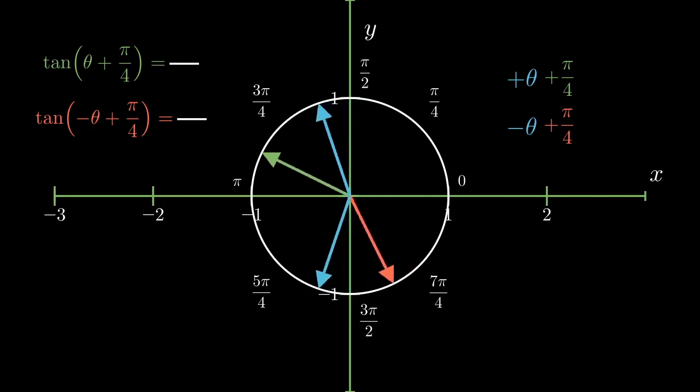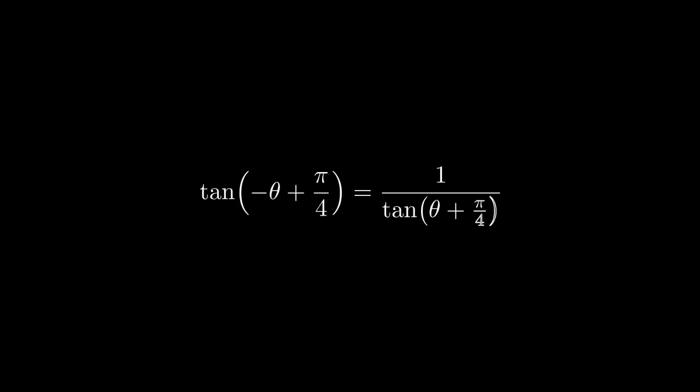It turns out that wherever you move these blue arrows, so long as they're always at positive and negative versions of one another, the x and y coordinates of the red and green arrows will always be reciprocals of one another, and therefore the tangents will also always be reciprocals. This gives us a really nice identity for plugging in a negative input to this function. It's just the same as taking the reciprocal of that function.